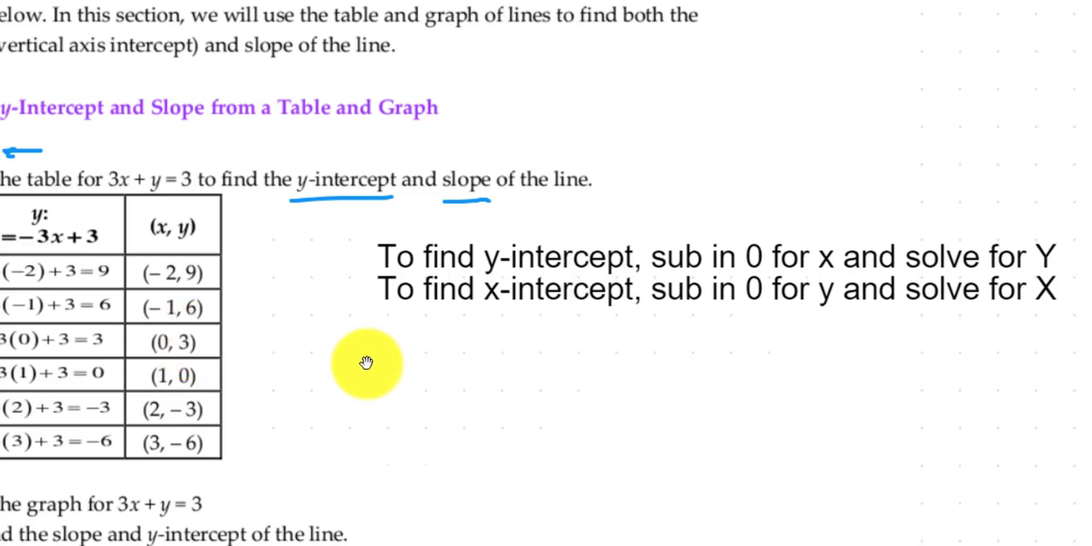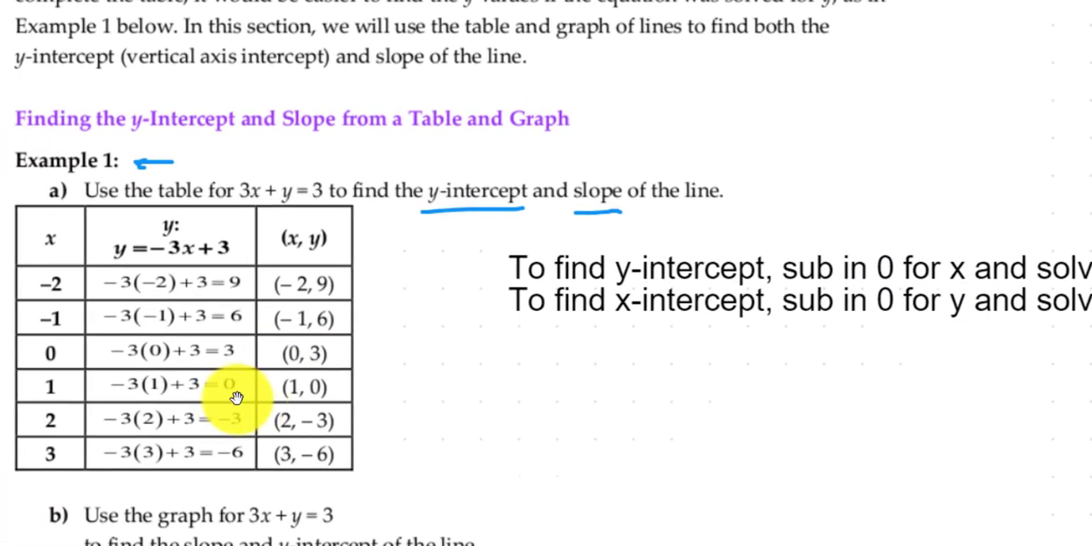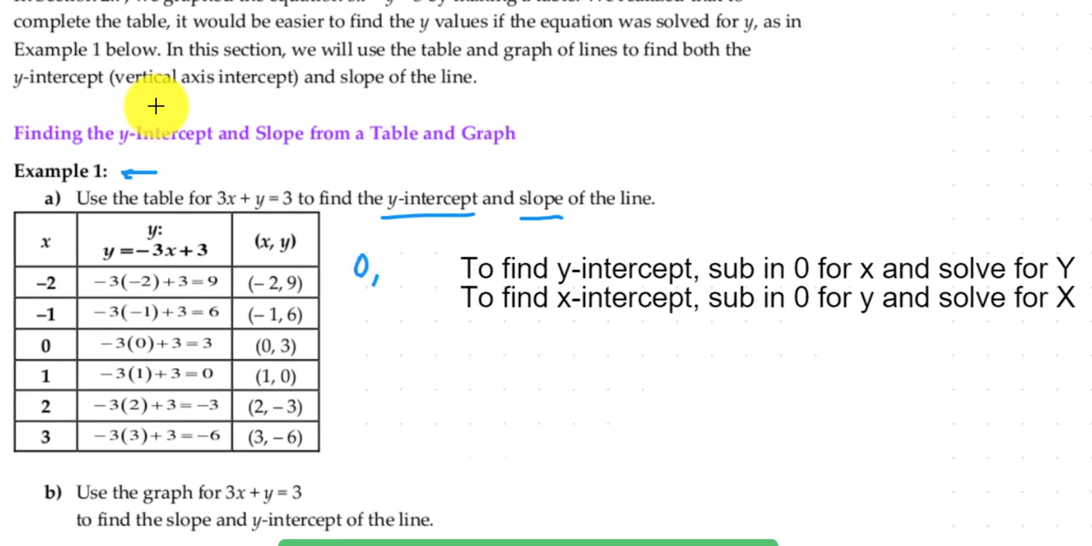And the x-intercept, they don't ask for the x-intercept, but that's where I would sub in 0 for y and solve for x. So here, this is where y is 0, and x is 1. Again, they did not ask for it, but I just want to mention the y-intercept would be 0, 3, and the x-intercept would be 1, 0, because we're subbing in 0 for y and finding x. And on the top one, we sub in 0 for x and find y. So again, the y-intercept would be 0, 3.